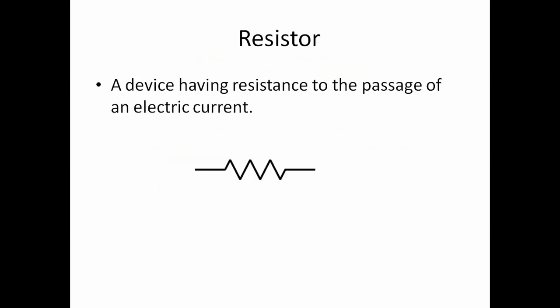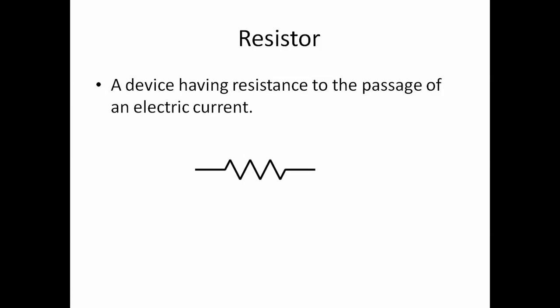In the previous section, you have studied about a resistor. Now, what is a resistor? It is a device having a resistance to the passage of an electric current. Resistance means it opposes to some extent. It does not block the current. This should be clear: it only offers a certain opposition to the flow of current in the circuit.